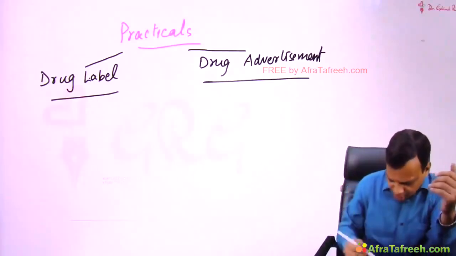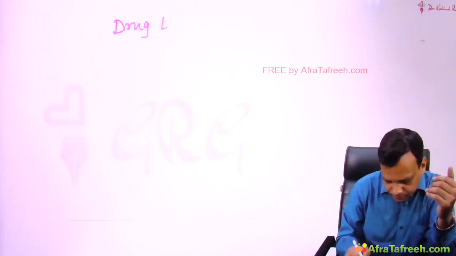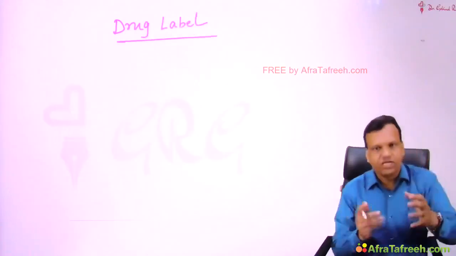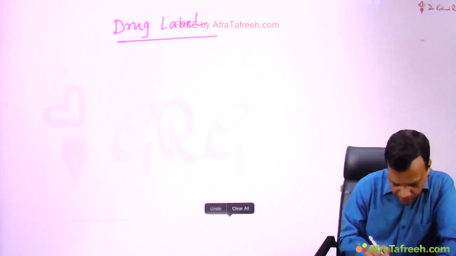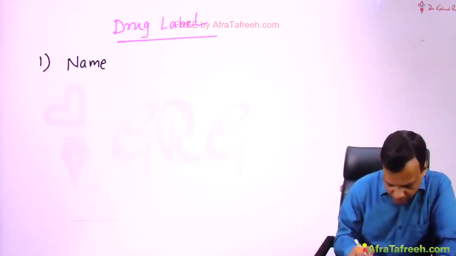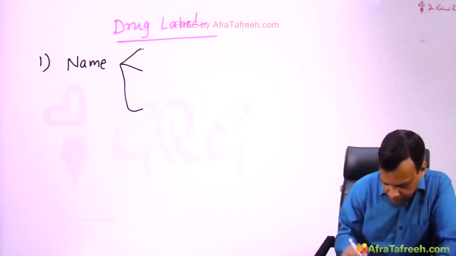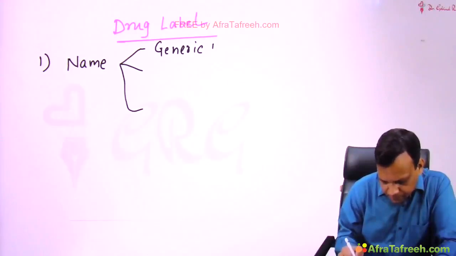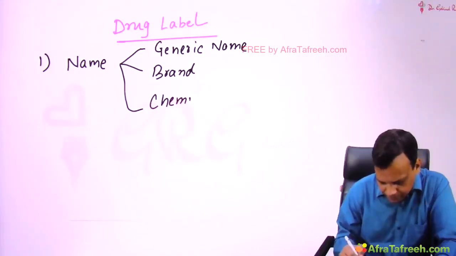So what information should be present on the drug label? Obviously, there should be the name of the drug. The most important is the name of the drug should be present. And the name of the drug may be of three types. It may be generic name, it may be brand name, or it may be chemical name.